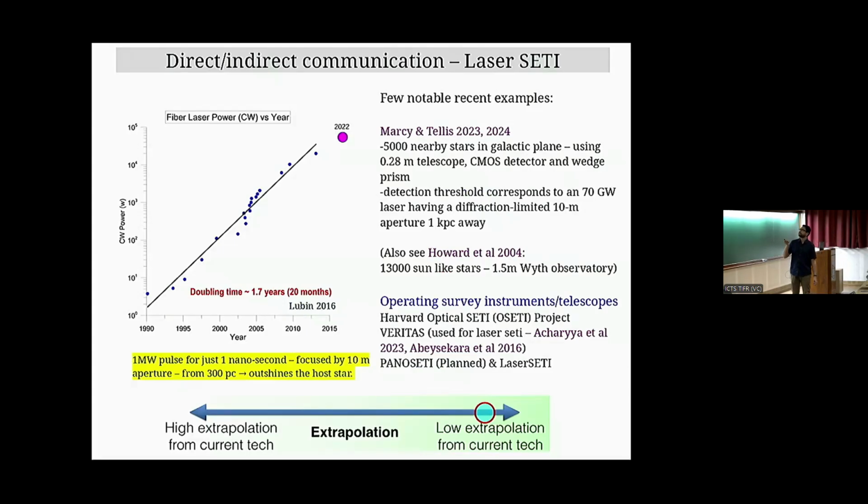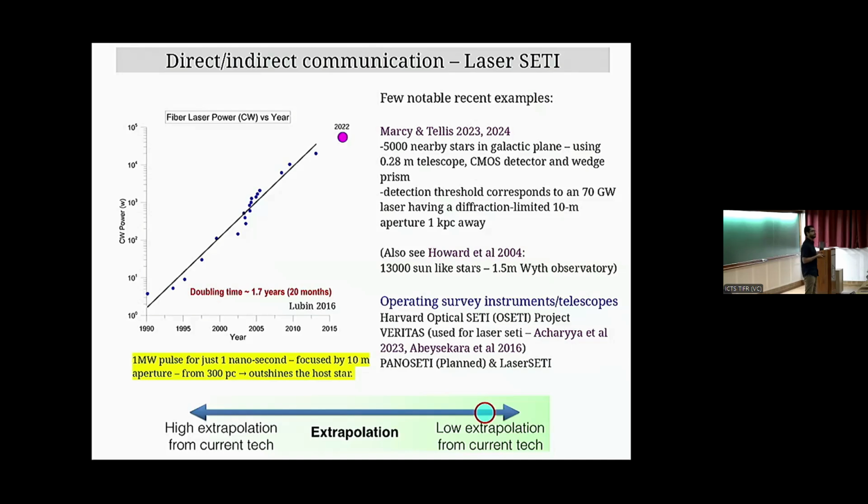In the Marthi and Telis work, they are using very small telescopes. Over the last 10 years, they have searched nearby 5,000 stars. And they have a detection threshold of like a 70 gigawatt laser, having a diffraction limited 10-meter aperture, up to 1 kiloparsec away. You should also look at this paper, where 13,000 sun-like stars were searched. In fact, people are building big surveys with small instruments, such as OSETI, PANOSETI, and LaserSETI.